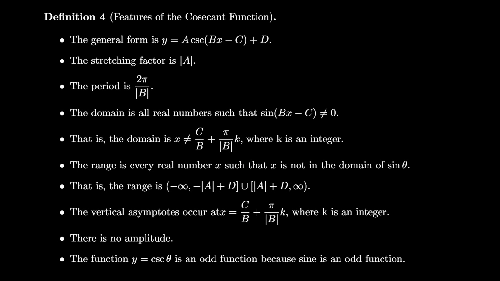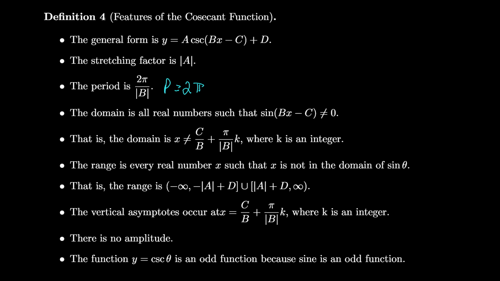Last bit of writing. The features of the cosecant function, there's this general form. Its stretching factor is absolute value of a. It's called a stretching factor. There is no amplitude for this, so there's only amplitude for sine and cosine. The rest of them don't have amplitudes. They have stretching factors. The period is 2 pi over the absolute value of b. For us, of course, we're using just cosecant to draw, so our period is just 2 pi over the absolute value of 1, so just 2 pi.